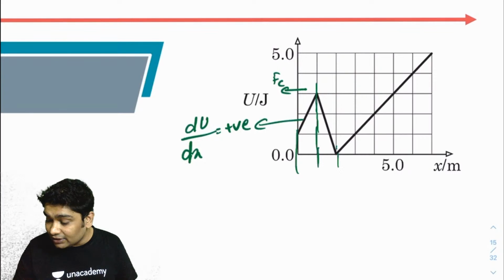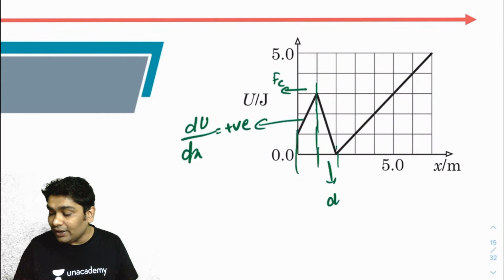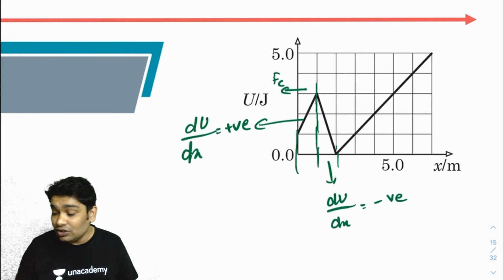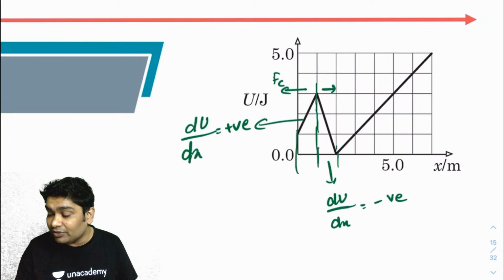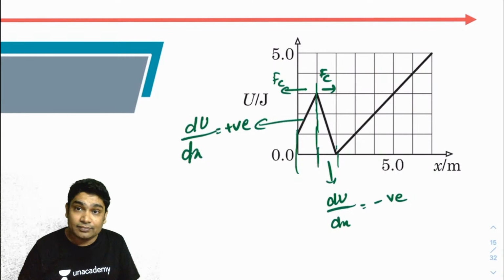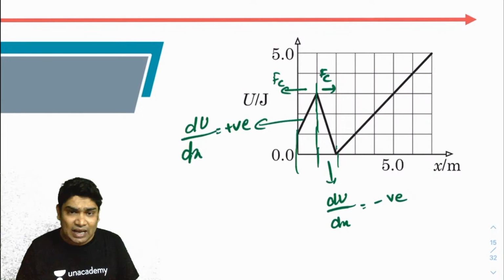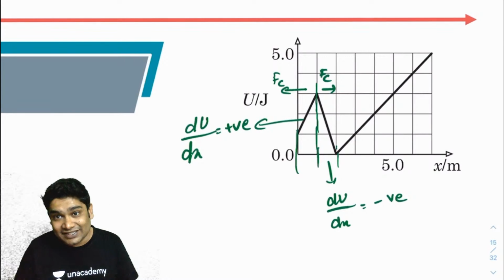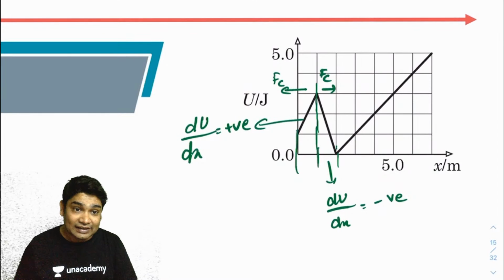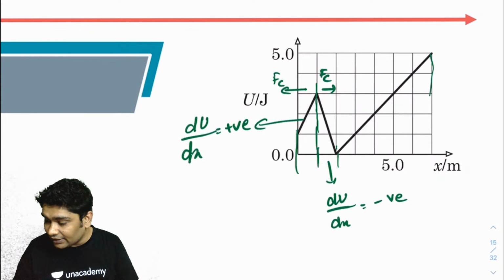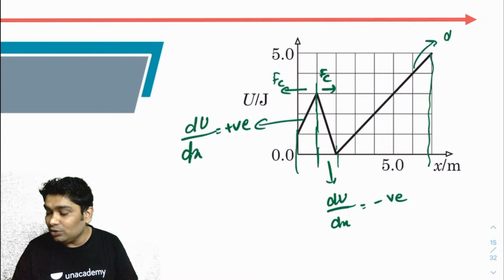Similarly, in this region, you realize du by dx is negative. The slope is negative. So in this region, the force would be positive, which means the conservative force would act in this direction. Okay, somehow it must be happening. I don't know how, what is causing the force to immediately reverse its direction, but this is what we can infer from the graph. Similarly, in this entire region, du by dx is again positive. Slope is positive. So in this entire region, the force would act in this direction.